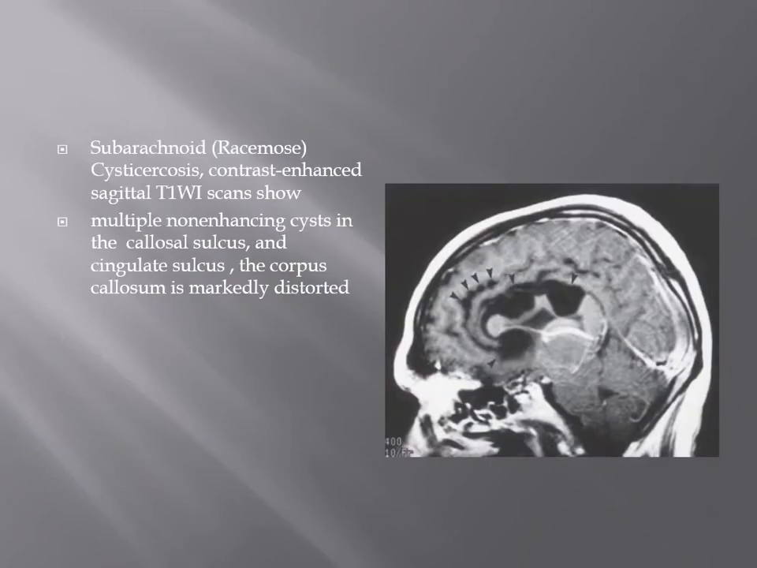Also, in the same case, subarachnoid cysticercosis. Contrast enhanced sagittal T1 scan shows multiple non-enhancing cysts in the callosal sulcus and cingulate gyrus. The corpus callosum is markedly distorted.